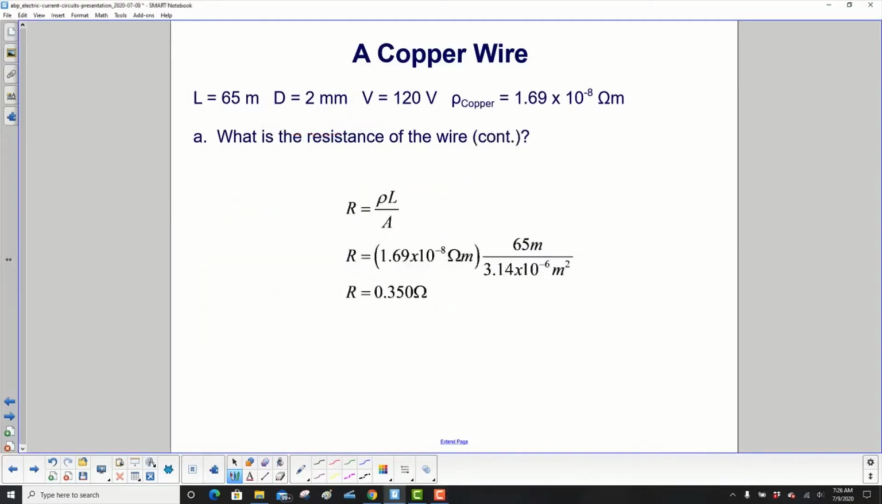We can now use our resistance equation, which is ρ L over A. Here's ρ, the resistivity of copper. Here's our length of the wire, which is in meters. Here's our cross-sectional area, which is in meters squared, which is good. And we come up with a resistance of 0.350 ohms.